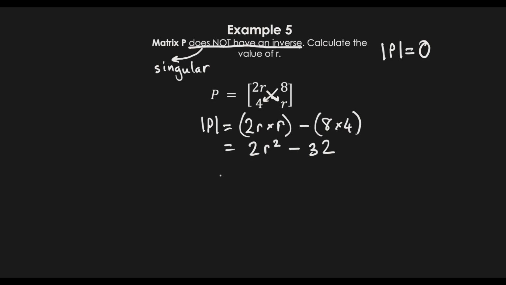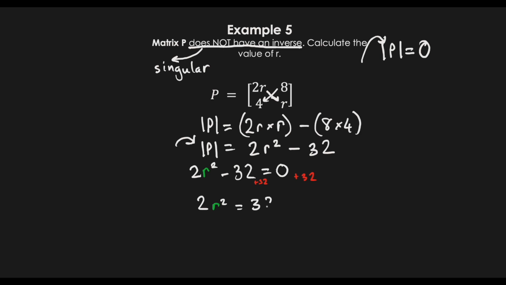Now, we said that this here is equal to the determinant, which is an expression. And here, we also have the determinant equal to 0. Therefore, we can write our equation now and say 2r squared minus 32 must be equal to 0. Now we could solve. The first thing we need to do is get the 2r squared by itself. So if we bring this minus 32 over, it will turn to positive 32. So it's the same thing as adding 32 to both sides. So therefore, we'll have 2r squared equals 32.